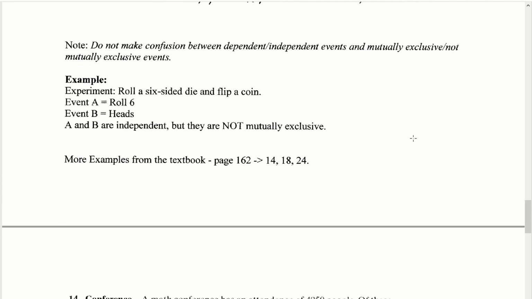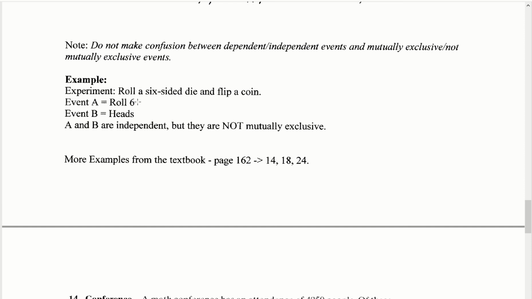One of the important things to keep in mind, especially in terms of definitions, is we don't want to confuse the dependent-independent events with those of being mutually exclusive and not mutually exclusive. For example, let's suppose we roll a 6-sided die and we flip a coin at the same time. If we define event A to be that of rolling a 6 and event B of that as getting a head on the coin, these two events would be independent events because, again, the occurrence of one isn't going to affect the probability of the occurrence of the other event.